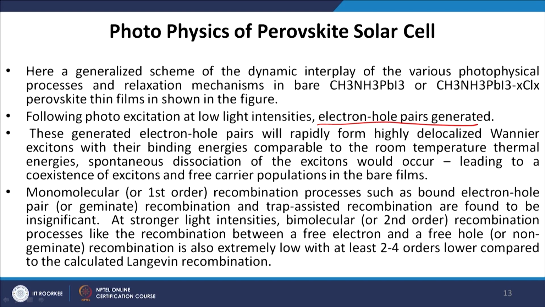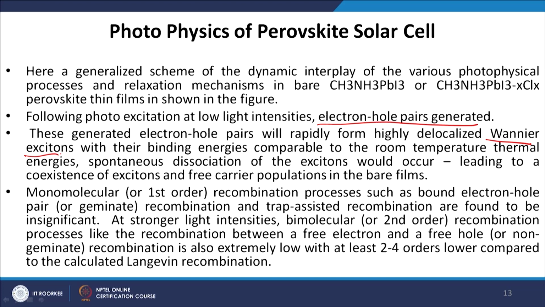So, the first process in any solar cell is the exciton generation or charge carrier generation. So, similarly, when light falls on the perovskite material, electron hole pairs are generated. The first stage is fulfilled. Then whatever electron hole pair is generated, they are now delocalized, and this kind of delocalized excitons are called Wannier excitons. If the excitons are very strongly bound and not delocalized, they are called Frenkel excitons.